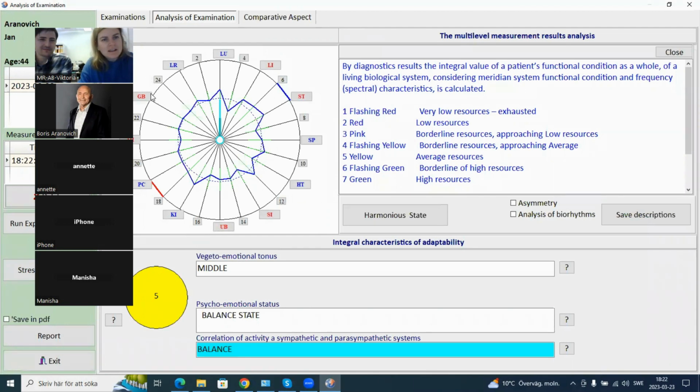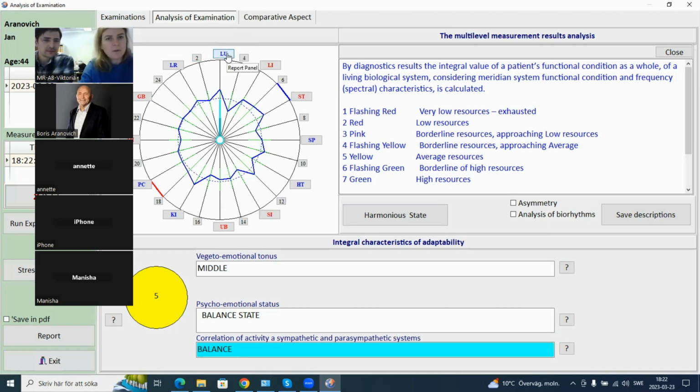So in the end, the measurement goes to 1 minute 52 seconds or so. And from the first result, we see the analysis of this examination. So we see the circle here. This circle is a diagram of meridians. It's like 12 meridians, left and right.